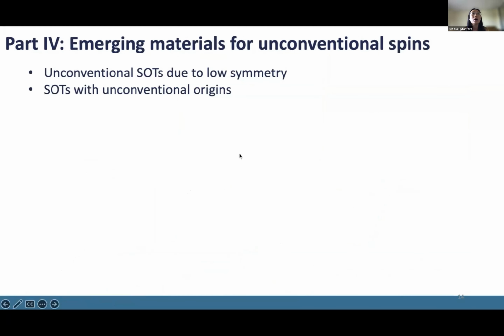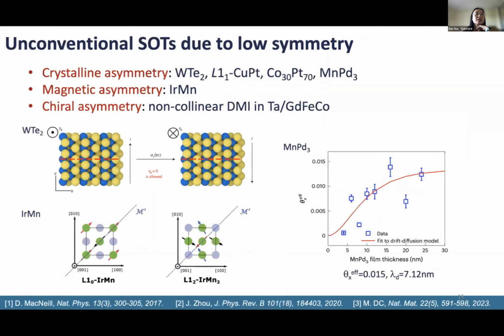In this part, I will quickly review the emerging materials for unconventional spins, which are due to low symmetry or other unconventional arrangements. The low symmetry can be, for example, crystalline symmetry, magnetic symmetry, or chiral symmetry. Like the example from Cornell about tungsten telluride, it has a Z spin polarization SOT efficiency of about 0.013. And manganese palladium 3, this work is from our group and was published this year in Nature Materials for its Z spin polarization.